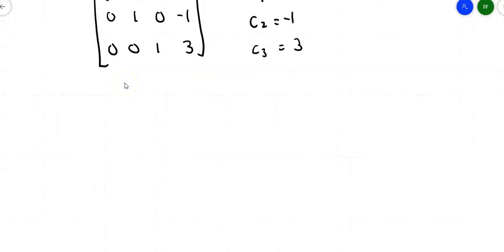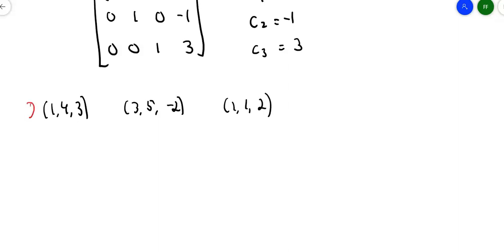The original vectors were 1, 4, 3, 3, 5, -2, and 1, 1, 2. I'm claiming that if you multiply the first vector by 2, the second vector by -1, and the third vector by 3, that will give you the vector on the other side, which was 2, 6, 14. All right, try and see if it works.